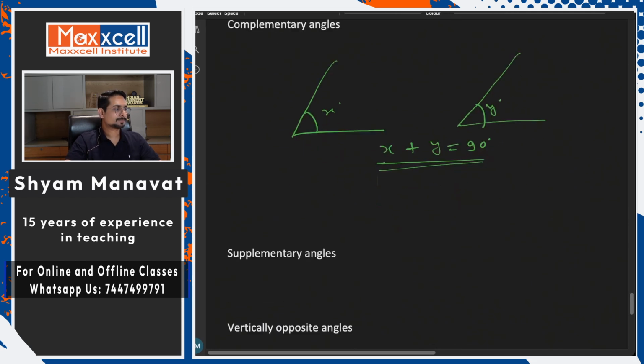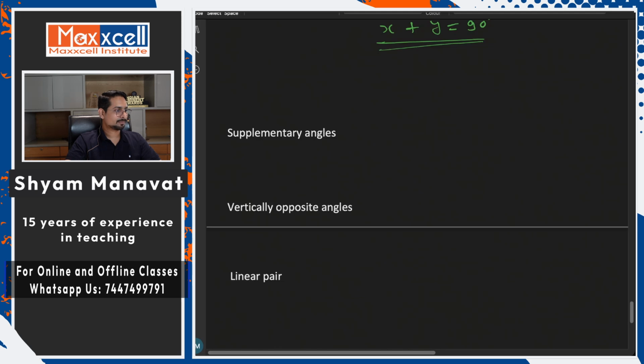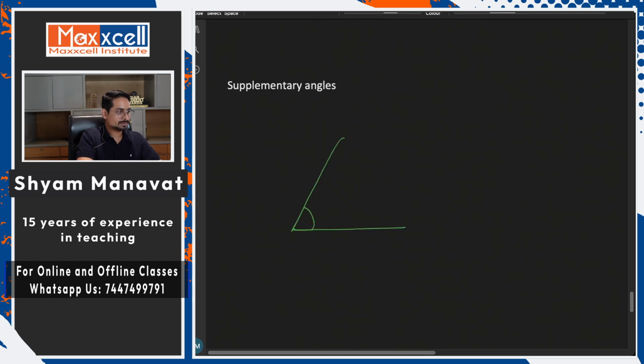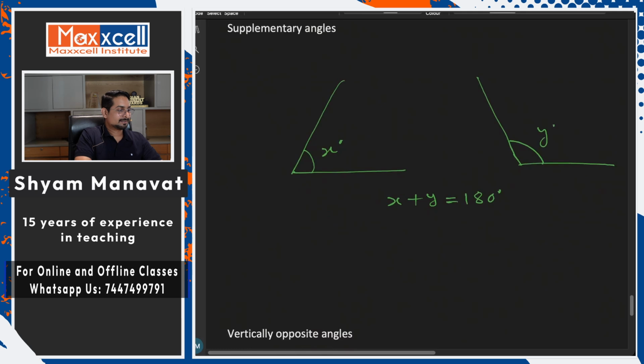All right, chalo. Supplementary angle, when you've got two angles with sum is what? Come on, anyone who knows? Yes, when the sum of angles is equal to 180 degrees, that's a supplementary angle. Okay.